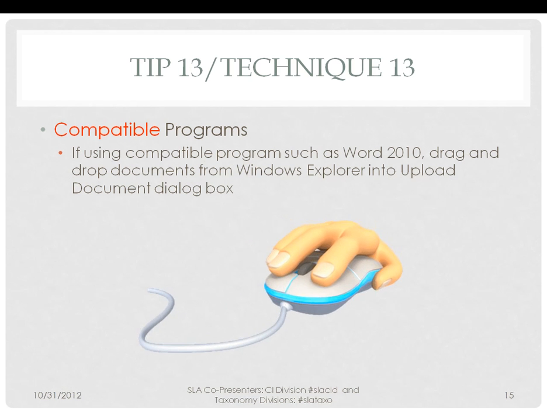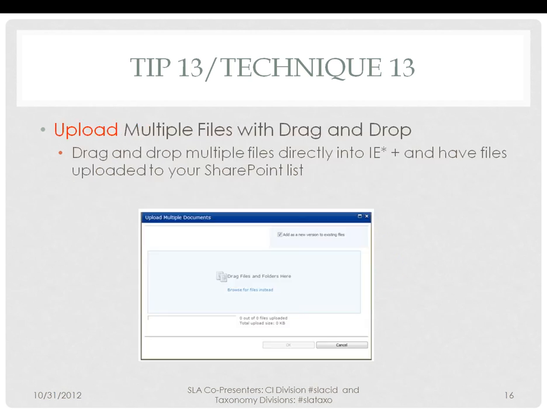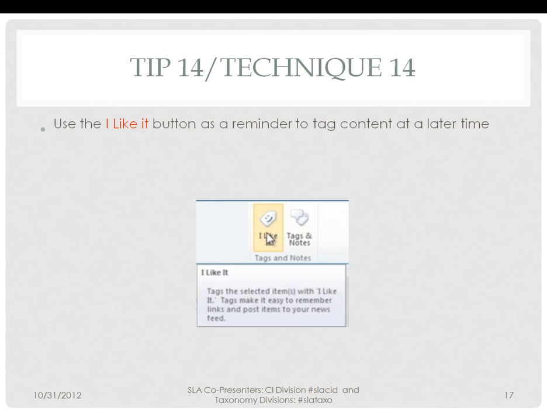Creating a new SharePoint site in a new window. Press Shift and then click the link in the Quick Launch bar located on the left side of the page. And to open a new SharePoint site in a new tab, press Control and then click the link. And this is what it will look like, the little image here. Tip 13, compatible programs. If you're using things like Word 2010, drag and drop documents directly from Windows Explorer into the Upload Document dialog box. Again, an easy way to collaborate on documents and to work with your other stakeholders right in SharePoint.